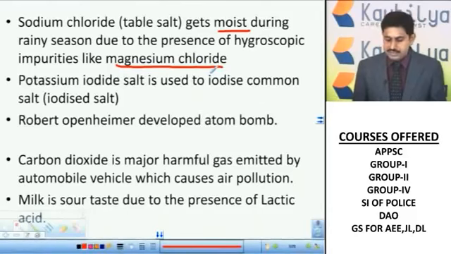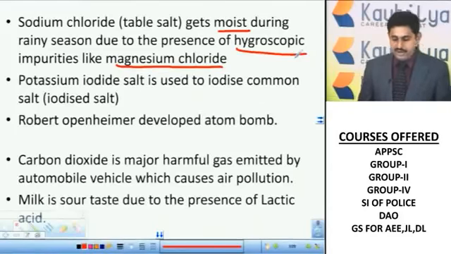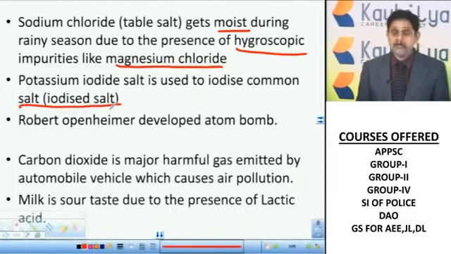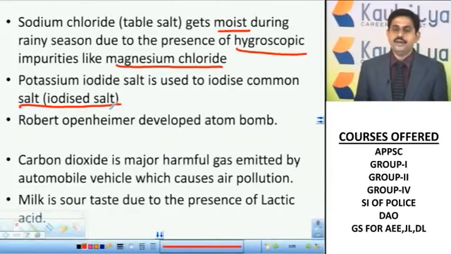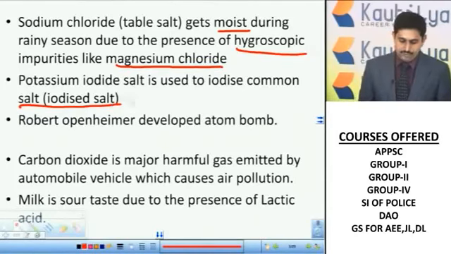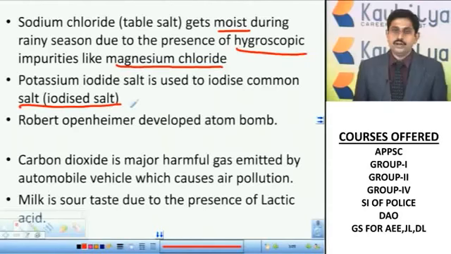Because this magnesium chloride has a hygroscopic, moist property. Hygroscopic property means it has a moist nature. Next, potassium iodide salt. Potassium iodide salt is used for, see, nowadays we are getting iodized salt. This iodized salt consists of iodine, and this iodine is useful to reduce what do you call goiter. So nowadays we are using the iodized salt, right?